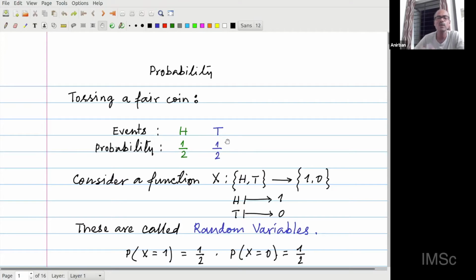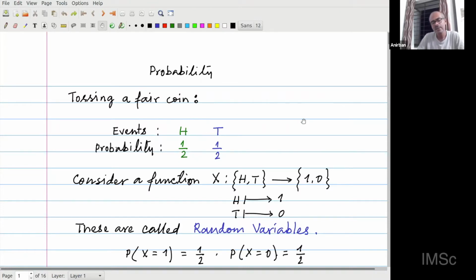But if you keep doing it more and more times, close to half the time you are going to get head, and close to half the time you are going to get tail. So that's what happens if you are tossing a fair coin. The coin is not biased towards head or tail.